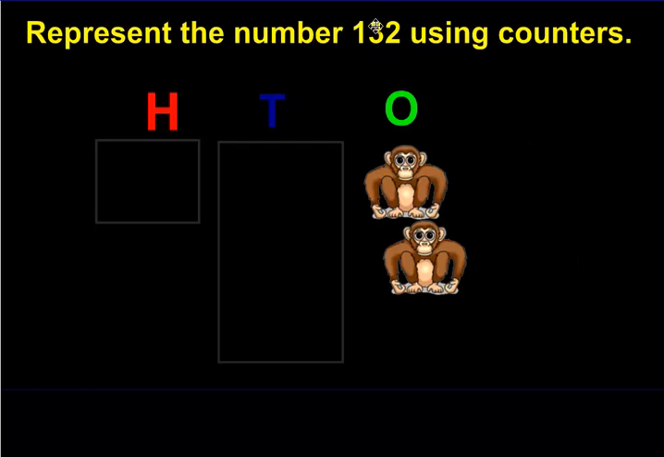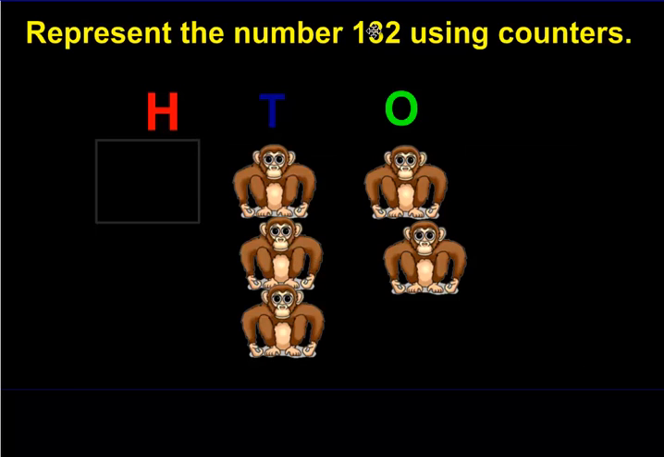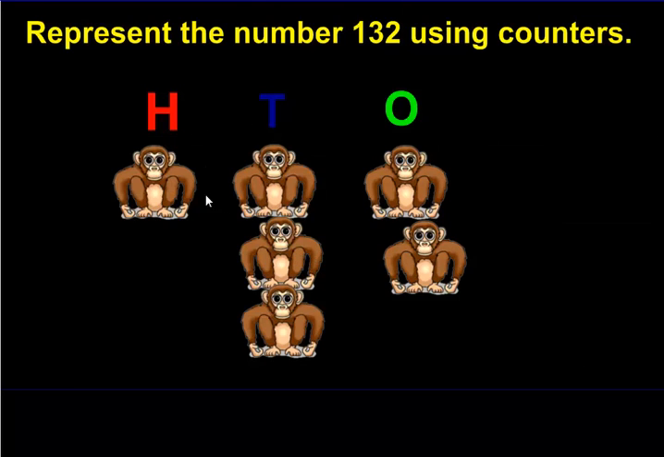And then I move over next door to the tens. And I say, okay, just put 3 monkeys here. And then in the hundreds, the 1, put 1 monkey there. And now we have a system where we can use counters to show the number 132.